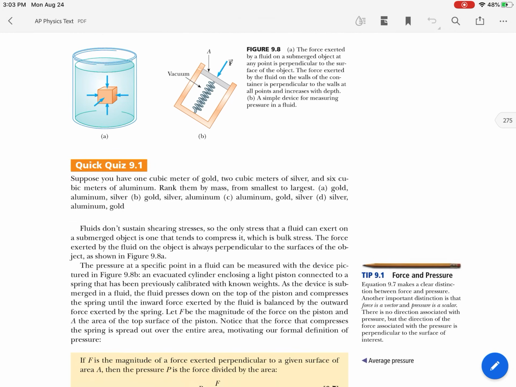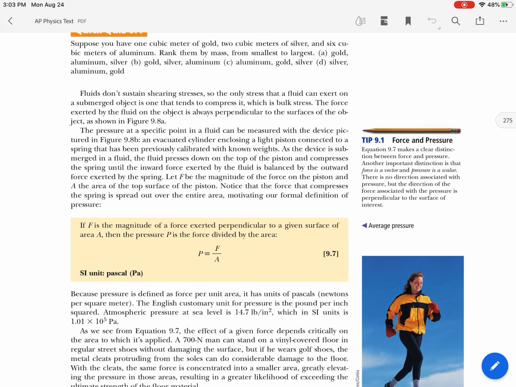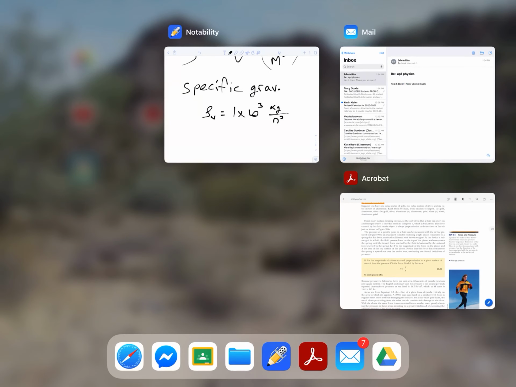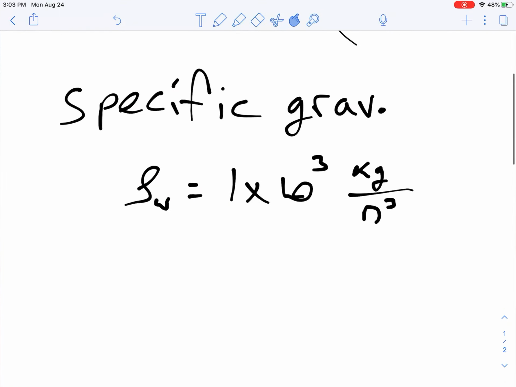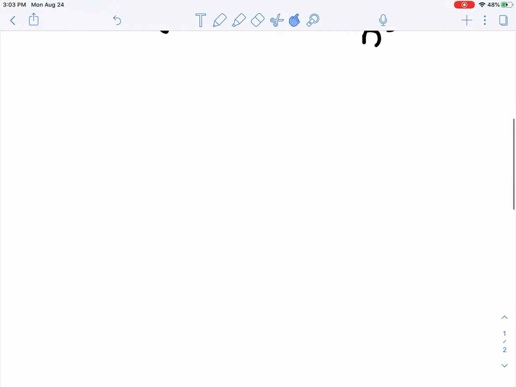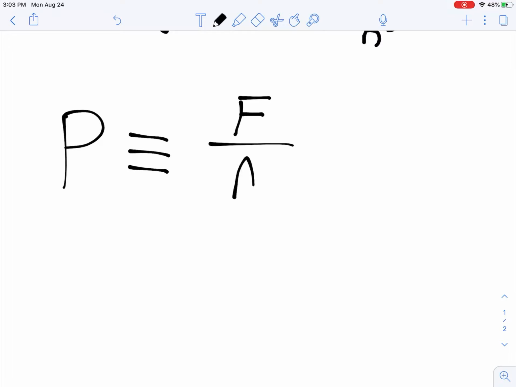Moving on to the next subject, we want to talk about pressure. Oops, wrong thing. Specific gravity, now we want to talk about pressure. So pressure we're going to define, let's use capital P, as force per area. We're going to define pressure as force per area.